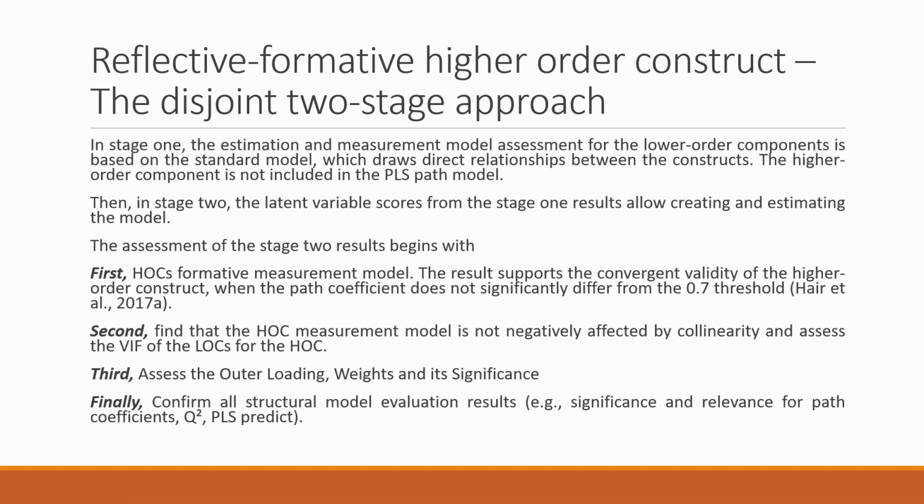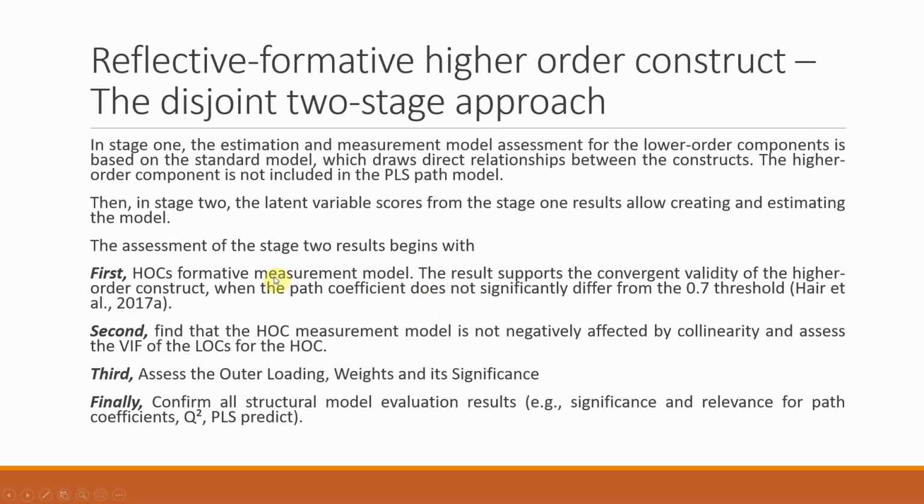So, the reflective formative higher order construct, the disjoint two-stage approach. In stage one, the estimation and measurement model assessment for the lower order components is based on a standard model, which draws direct relationships between the constructs. The higher order component is not included in the PLS model. This is the difference between the disjoint two-stage approach and the embedded two-stage approach. Then in stage two, the latent variable scores from stage one allow creating and estimating the model, that is the higher order construct along with the other constructs in the study. Now the assessment of stage two results begins with, so how do you assess stage two?